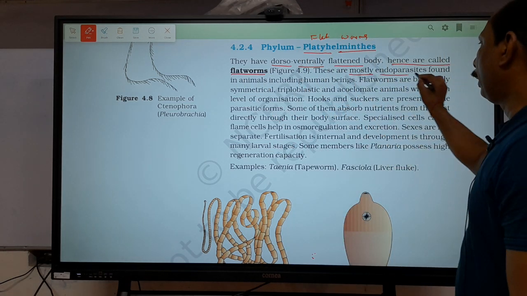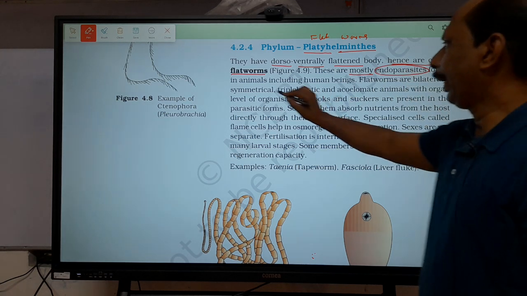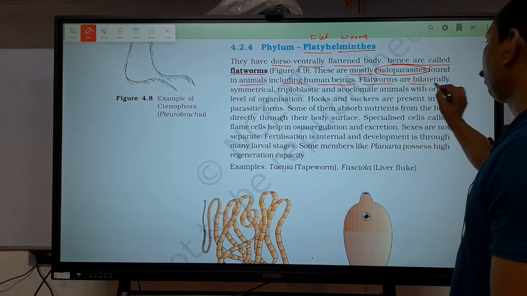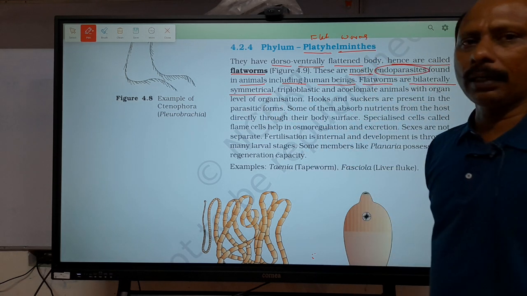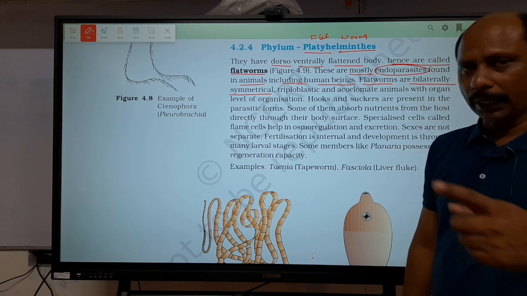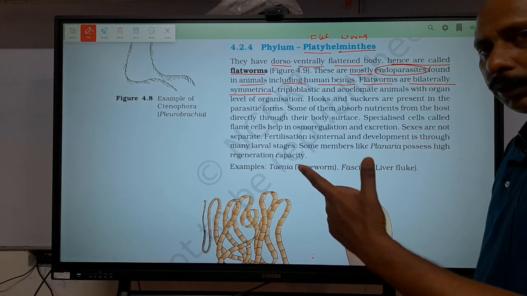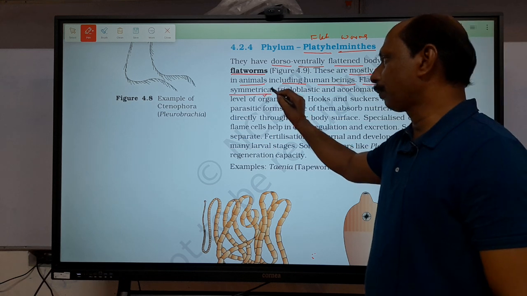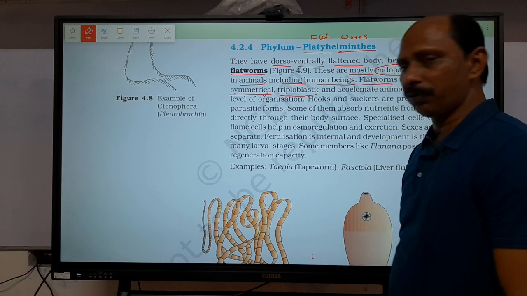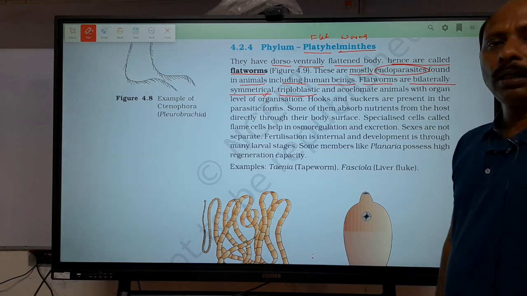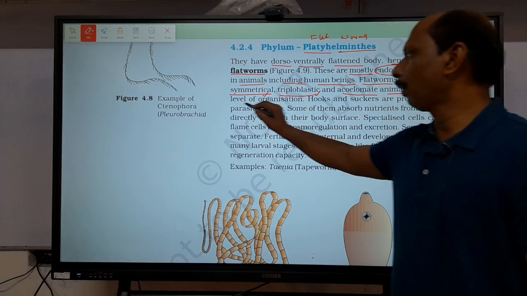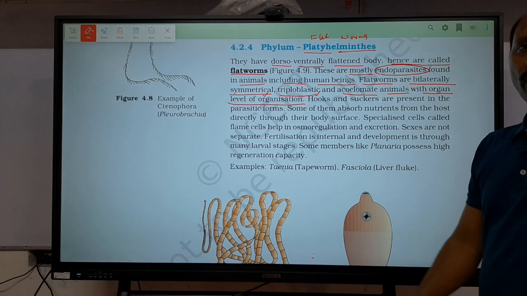These are mostly endoparasites, found in animals including human beings. Flatworms are bilaterally symmetrical, because sponges, ctenophores and coelenterates are radially symmetric, but this is the first phylum with bilateral symmetry. It is also the first phylum of triploblastic, acoelomate animals with organ level of organization.